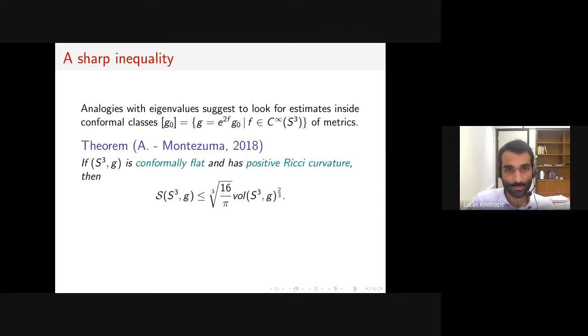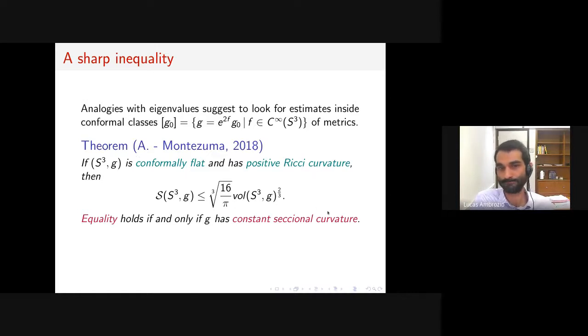And also together with Rafael, we managed to prove the following inequality in the conformal class of the canonical metric. The statement is, if I have a conformally flat metric, so a metric that's conformal to the canonical metric on S3, and if this metric has positive Ricci curvature, then the spherical systole is bounded from above by the square root of 16 over pi times the volume to the power of 2 over 3. And moreover, equality holds if and only if the metric has constant sectional curvature. Okay, so you can check the systole of the canonical metric is 4 pi. The volume is 2 pi squared, so you can do the algebra. You see that the number is exactly the cube root of 16 over pi.